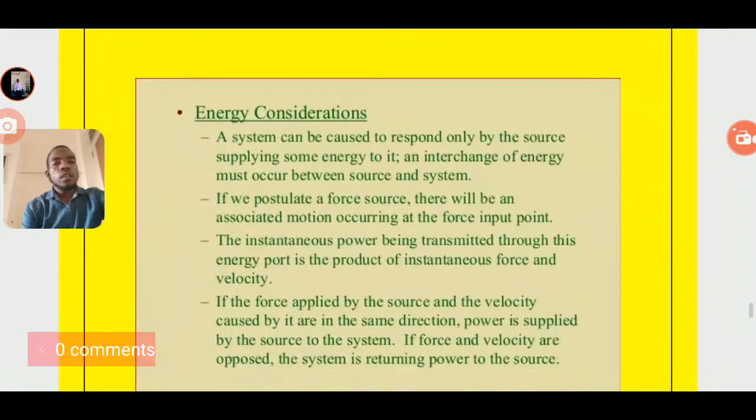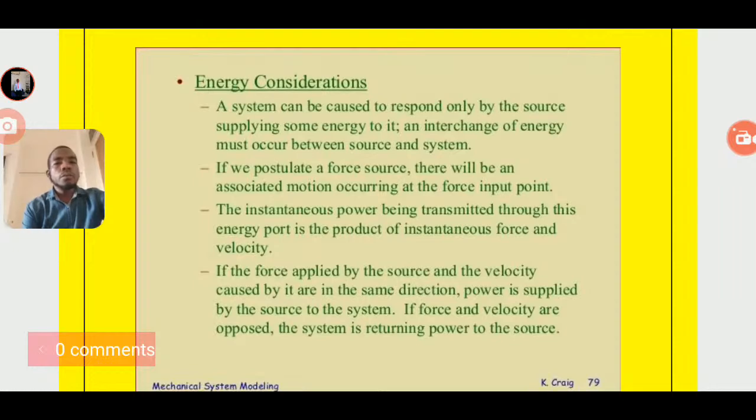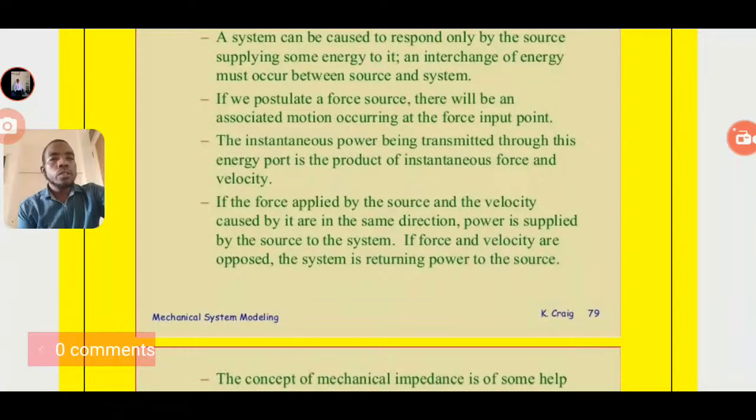On energy considerations, a system can be caused to respond only by a source supplying some energy to it, and an interchange of energy must occur between a source and the system.